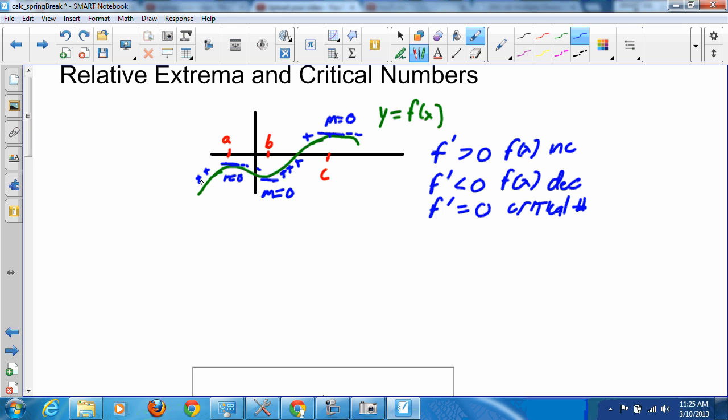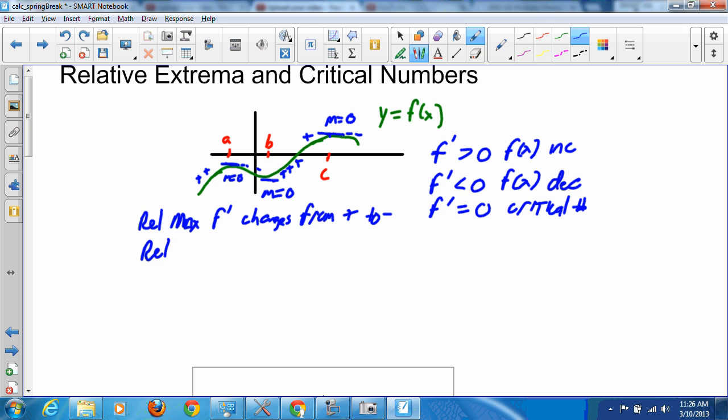So what happens here is point A looks like a relative max. So relative maximums occur when the first derivative changes from positive to negative. And this identifies a relative max. Okay? And then what happens at B?